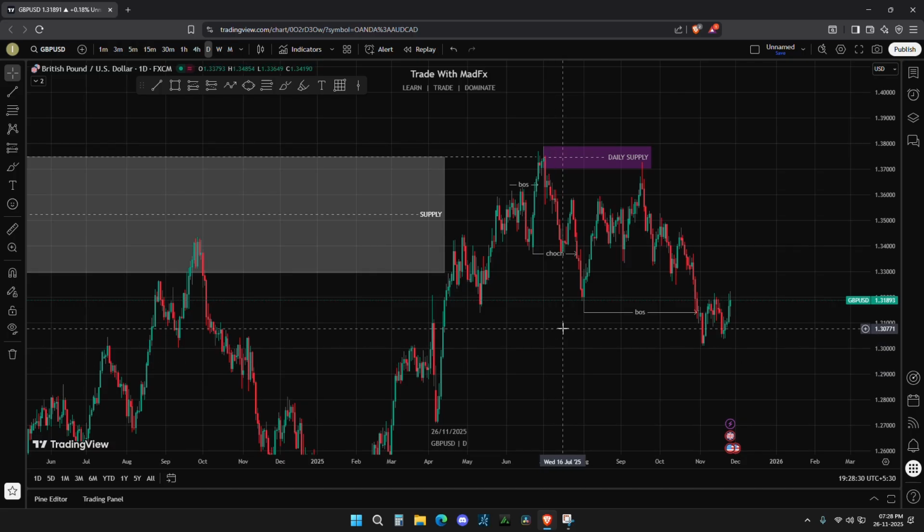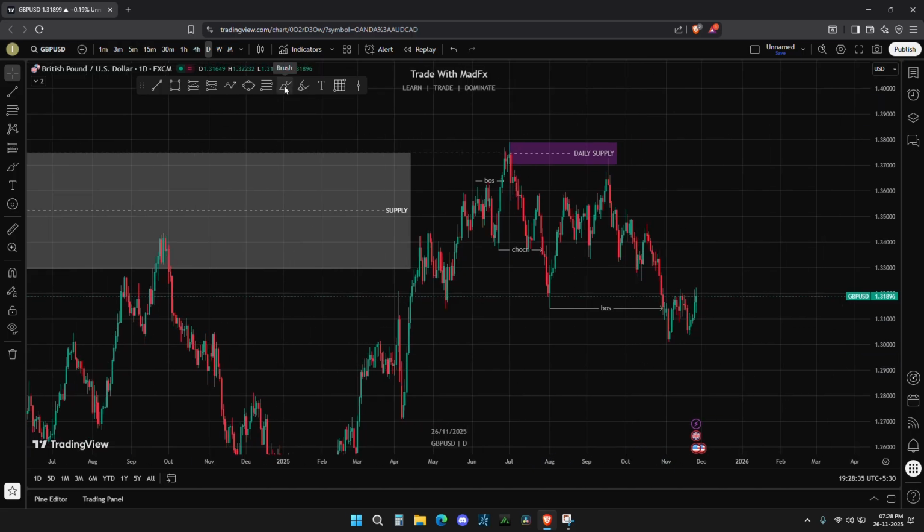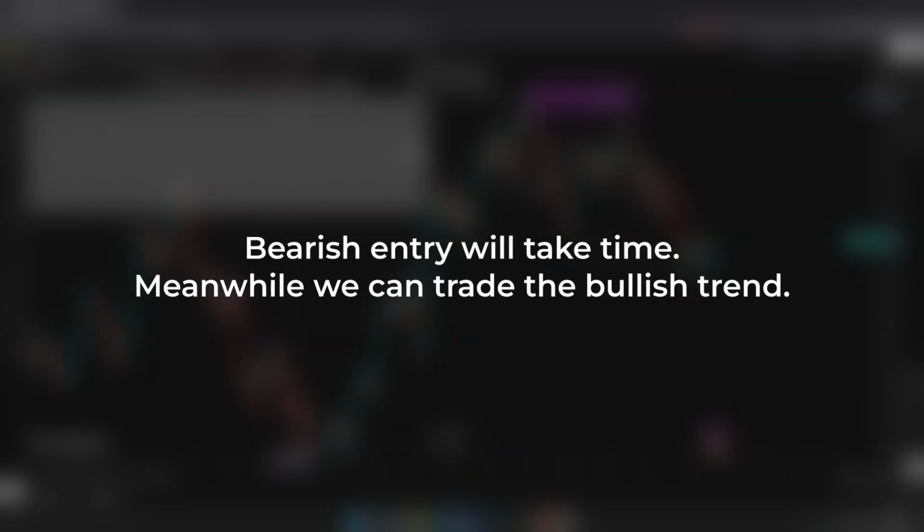Now what are the expectations after a break of structure? We expect it to come back to an unmitigated supply zone to collect orders and continue its bearish expansion. Now this is a daily chart, so there is a huge move to be capitalized on the bullish side before that bearish trade comes.